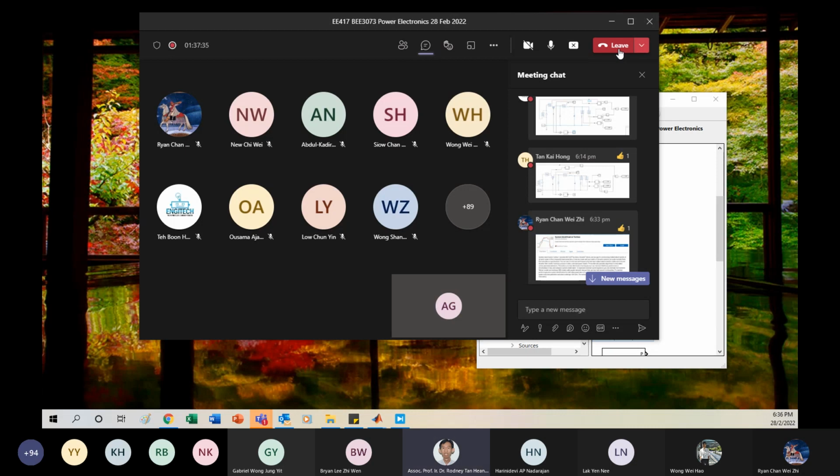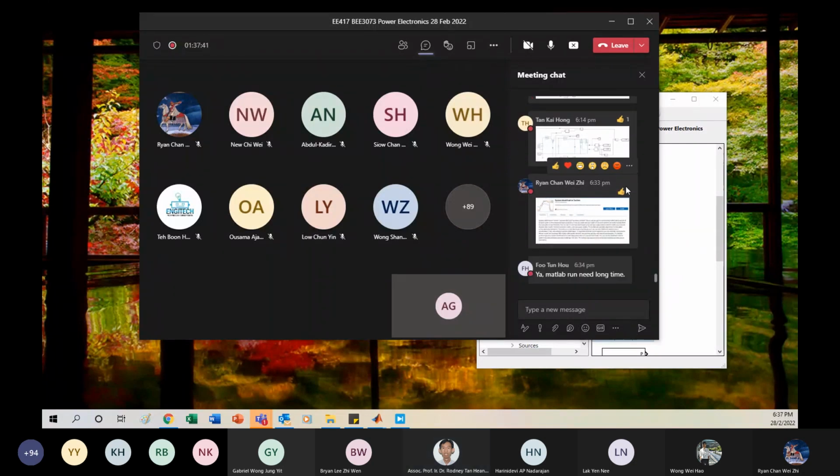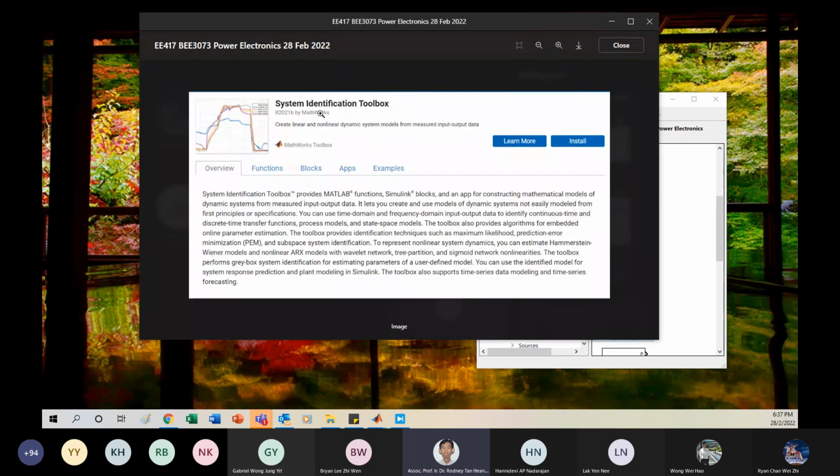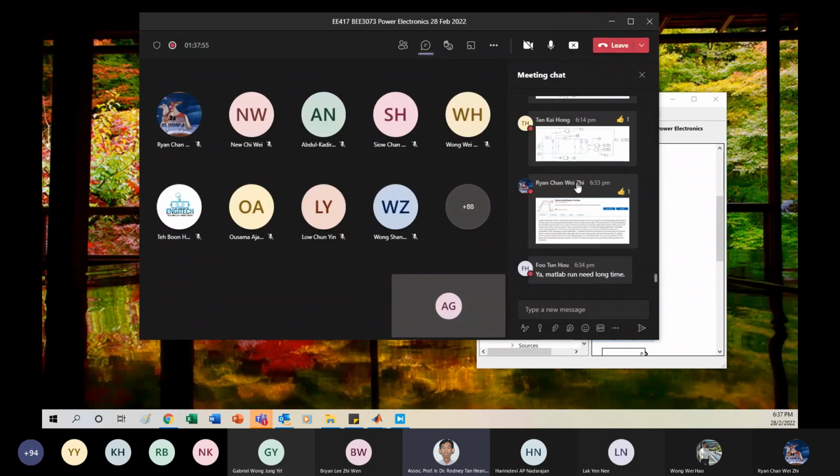You have to make sure at that duty cycle, you get the highest efficiency you can get. All right. Okay. Guys, you can refer to Ryan's post here, system identification toolbox. Make sure you install it in your MATLAB for those who didn't install. Otherwise, you won't be able to do the thing.